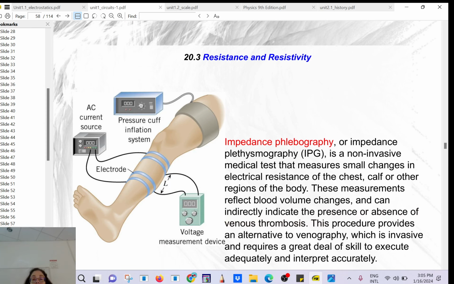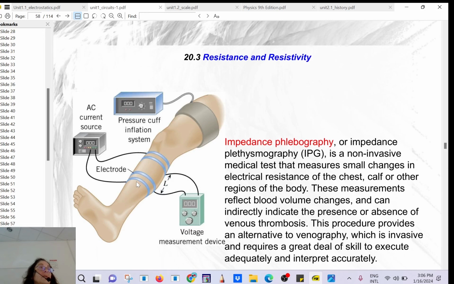So this is non-invasive, to check if people have clots. What is it called? Thrombosis, right? You learned that in biology, anatomy, or something like this, right? Thrombosis. So instead of having an invasive procedure, what they do is they have current going through it.